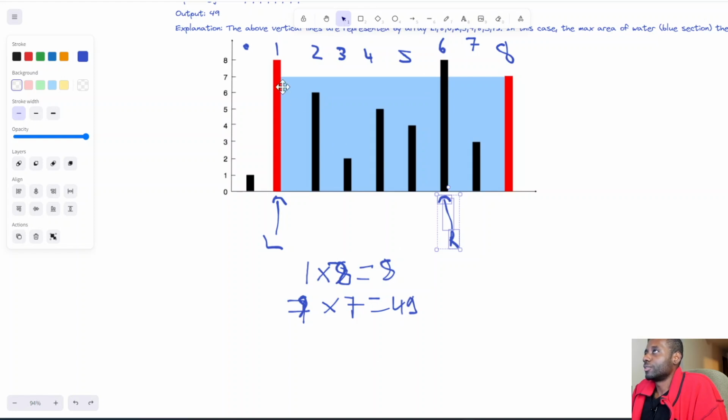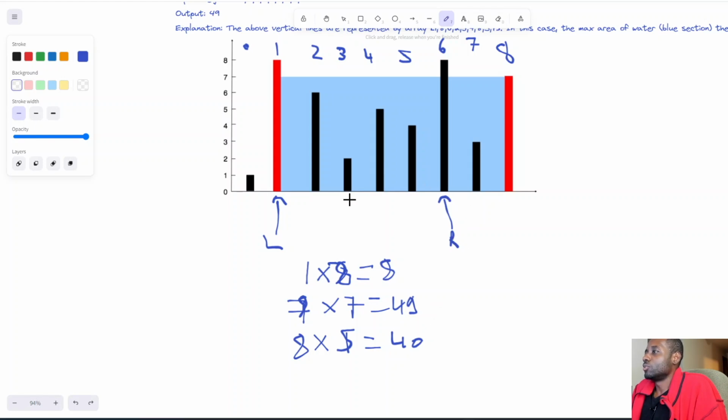We do the same calculation, guys. We get the height. So they have the same height, which is a height of 8. And we times it by what? So now this is 6 minus 1, which is 5, and that should give us 40, right? But 49 is bigger than 40, so we know for a fact that 49 is the thing.